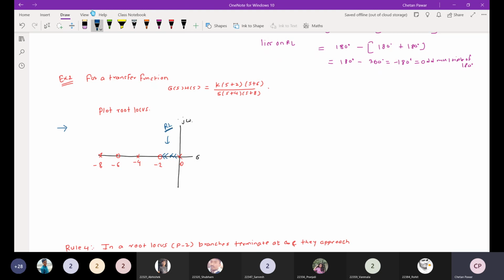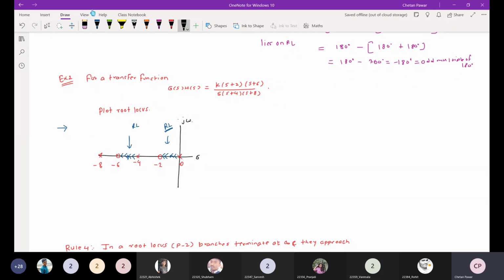Then it will exist between -4 and -6, right? Because if you consider a point here, on the right hand side there are an odd number of poles and zeros. So it will start from -4 and end at -6. So this is also one root locus branch.